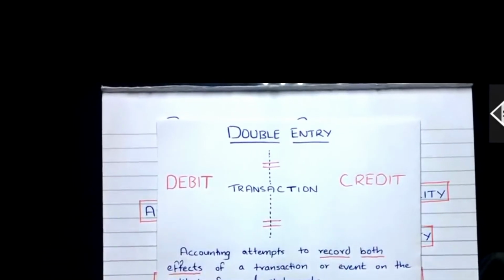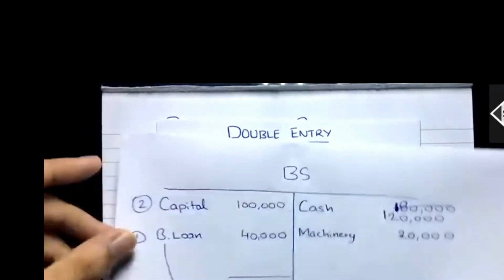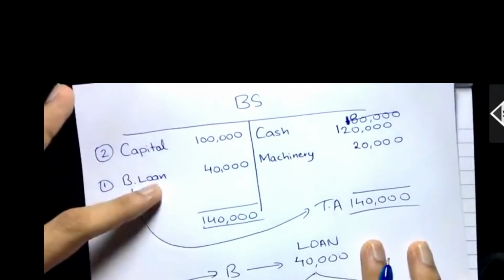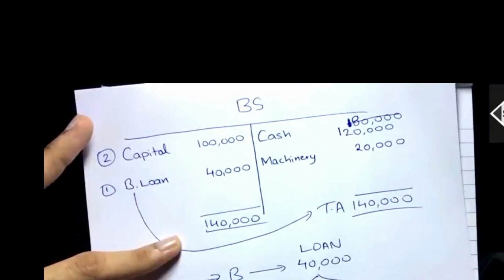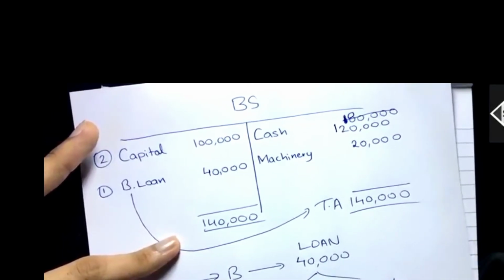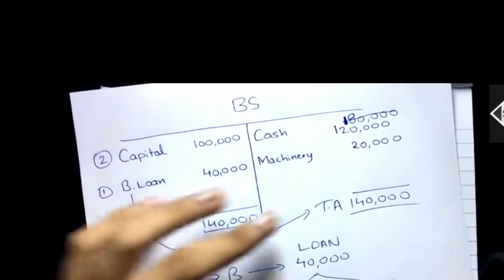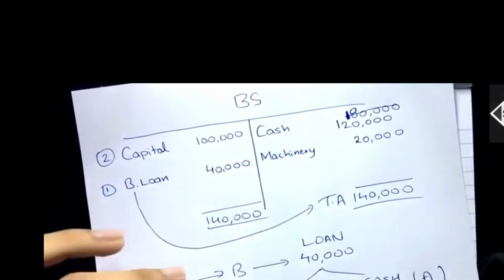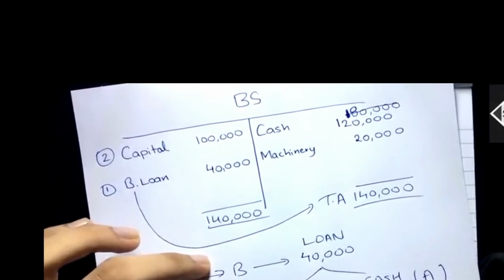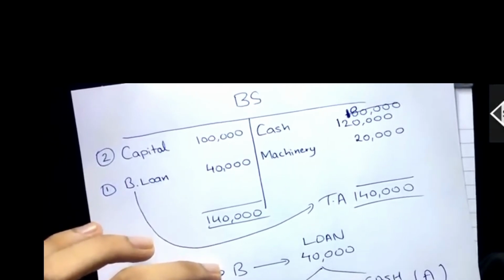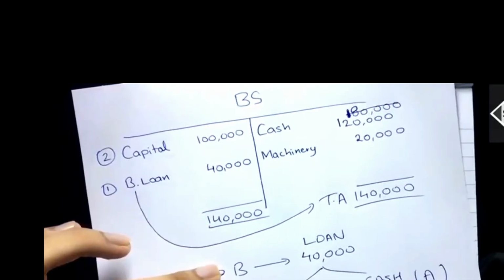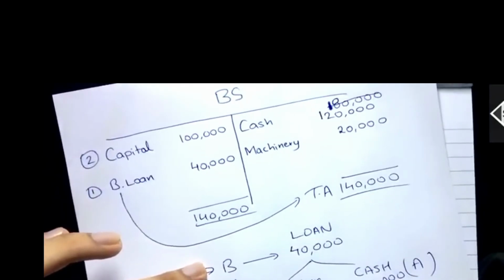See here, let me show you. In this transaction, when you went to the bank and got a loan, what happened? This transaction had two effects. One effect was that you got the cash, 40,000. This was your asset, isn't it? And then immediately you had to recognize the liability also, because a present obligation was created. You have to pay. So a liability was created, right? So asset is there, liability is there. This is the dual aspect I'm talking about.